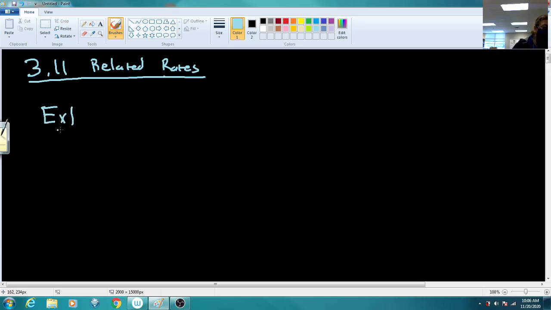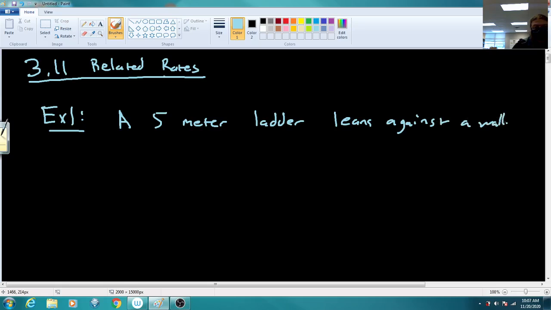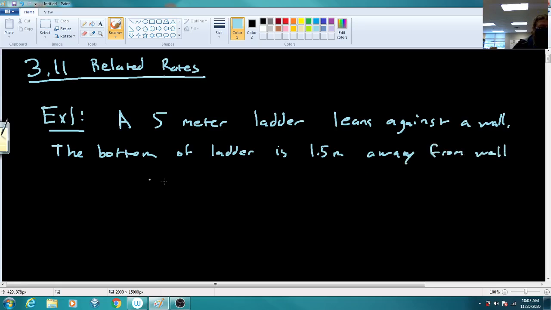So example 1 here, they tell us a 5 meter ladder leans against a wall. The bottom of the ladder is 1.5 meters away from the wall at time equals 0.